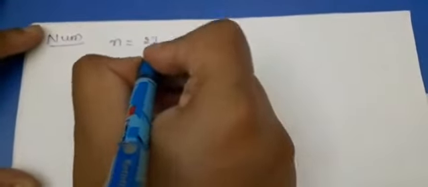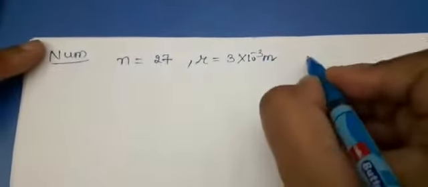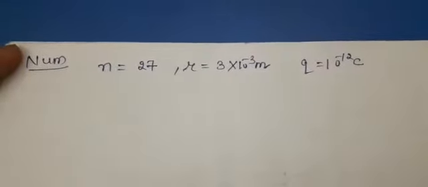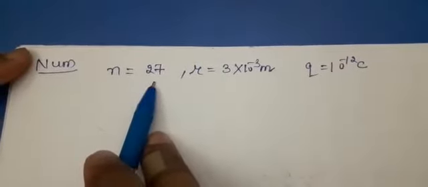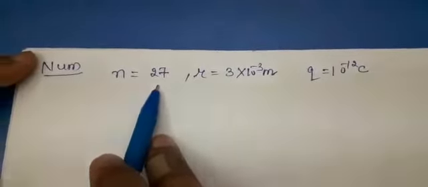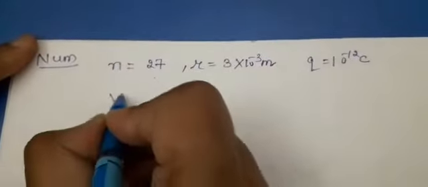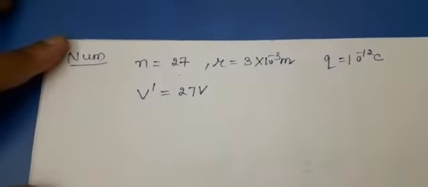So in this numerical, what is given? Number of drops, that is 27. Each has radius 3 into 10 raised to the power minus 3 meter, and it is carrying a charge of 10 raised to the power minus 12 coulomb. Now these 27 drops combine to form a big drop. So when these are combining, which factor will remain the same? Volume. So the volume of the bigger drop will be 27 times the volume of a small drop.